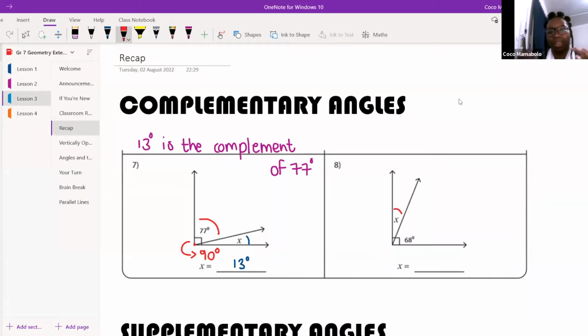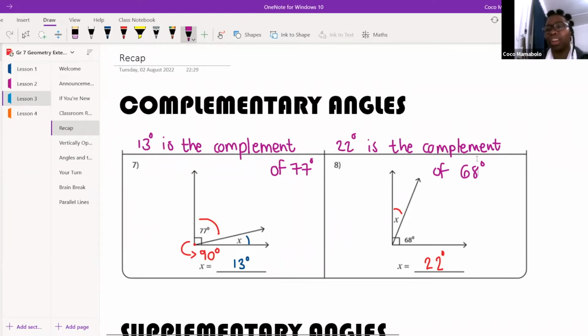Remember, my x and my 68 together must give me 90 degrees. Yes, ma'am. My x is 22 degrees, ma'am. Excellent. It's 22 degrees. Give me a sentence, please, Ayanda. Okay, ma'am. 22 degrees is the complement of 68 degrees, ma'am. Good. Oh, I need to write as fast as you guys talk. Complement of 68 degrees. Just beautiful. Okay, well done. I had no doubts, Ayanda. You've always got the right answers for me.